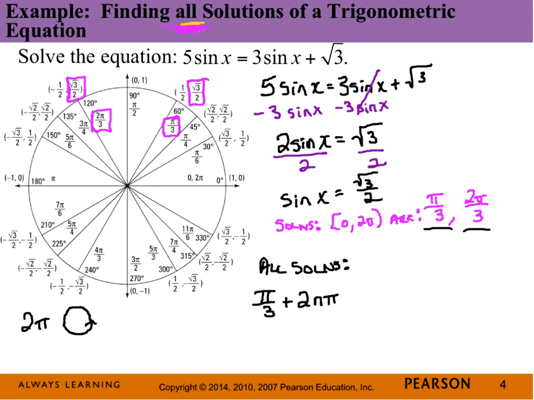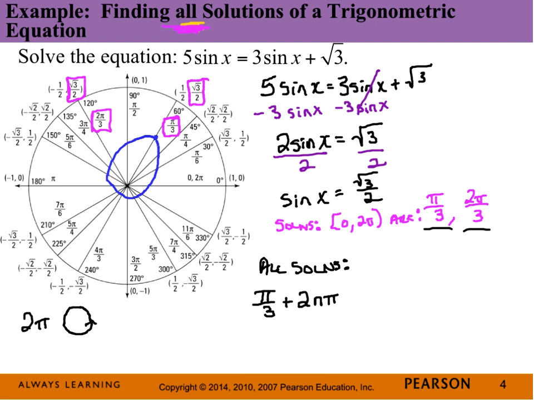So let's just pretend, for the sake of example, let's say we start at pi over 3 and I make a loop through. That's pi over 3 plus 2 pi. So n would be 1 in that case. And look, I landed at the same spot I started at.